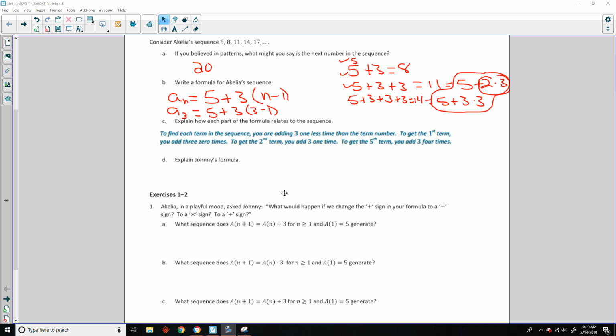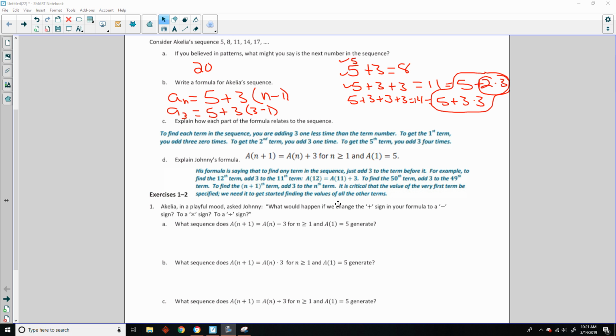D, explain Johnny's formula. Okay, so this is the formula they're talking about when they say to explain Johnny's formula. So Johnny says a sub n plus 1 equals a sub n plus 3 for n greater than or equal to 1, and a sub 1, or a of 1, equals 5. Okay, so what his formula is saying is that to find any term in the sequence, just add 3 to the term before it. So he's taking the term and adding 3.